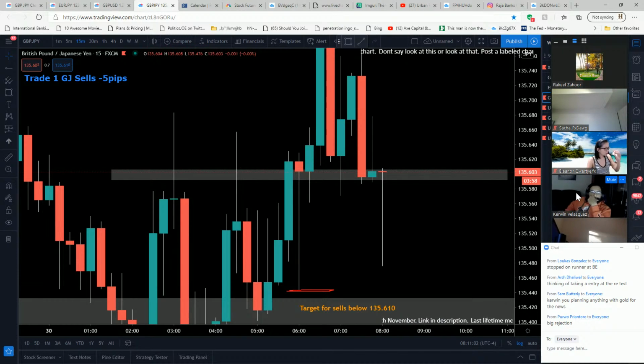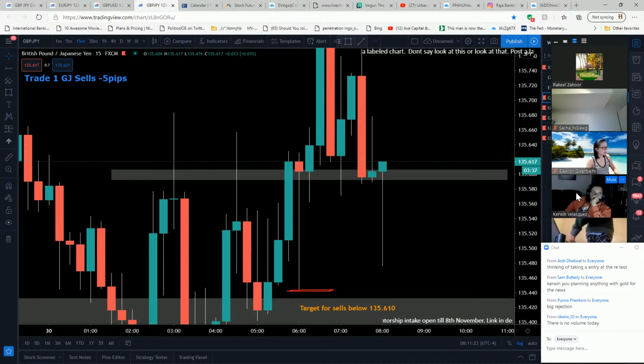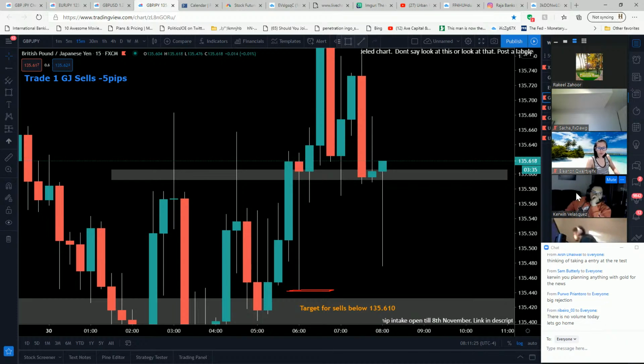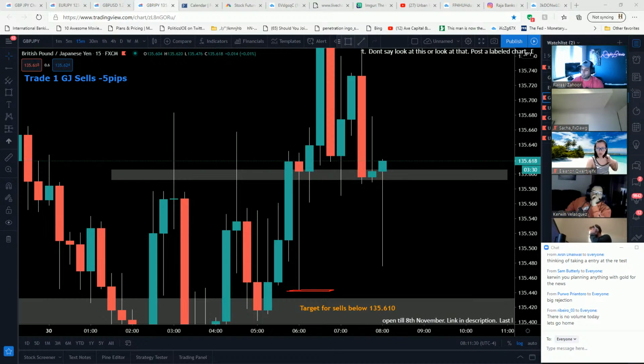Man, this candle on GJ stopped. Yes, that's the rejection. So yeah, gold from the daily perspective should continue bullish today. I'm not expecting gold to drop today.